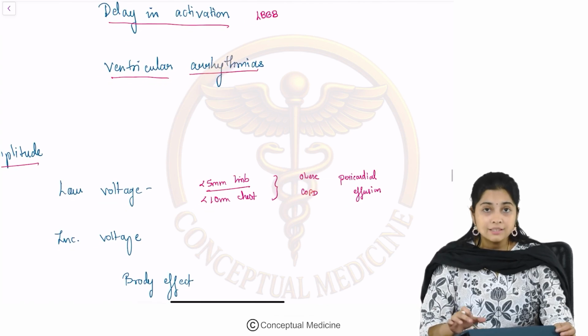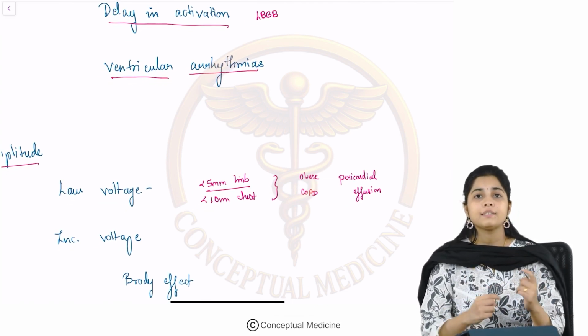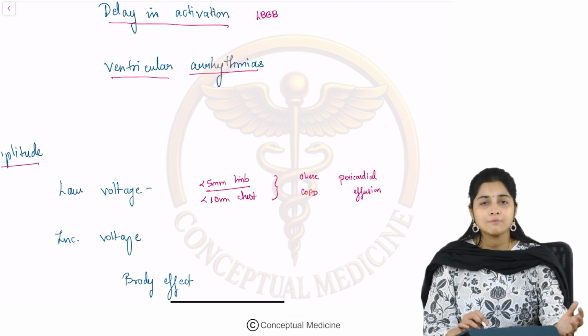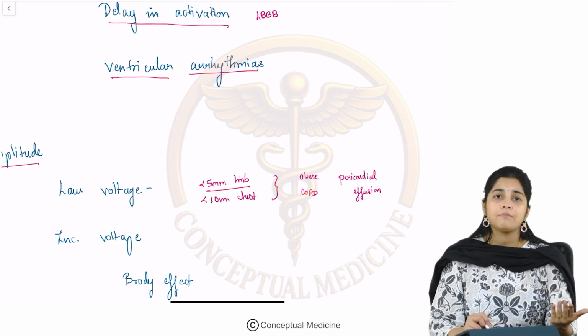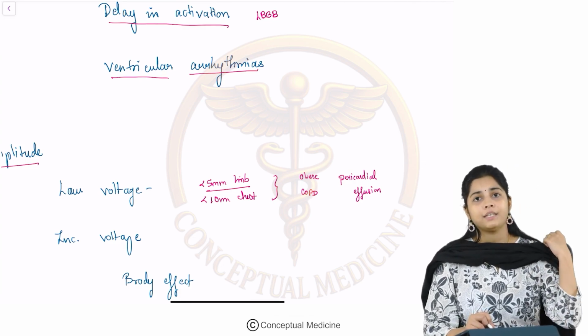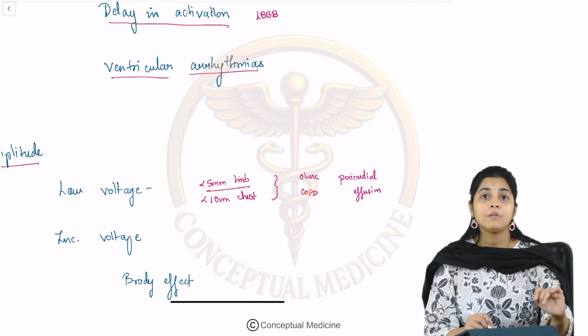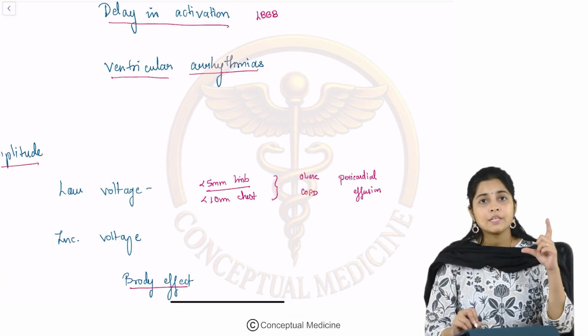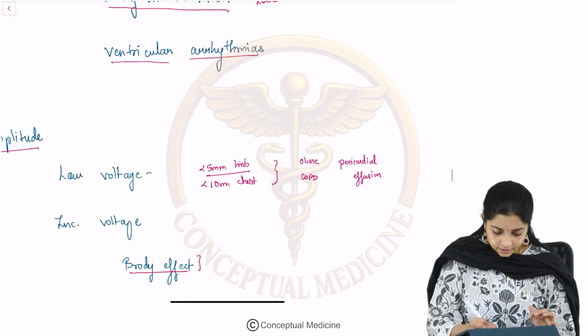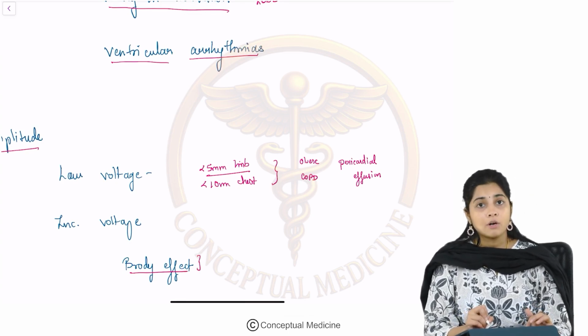Now, increased voltage. When do you have an increased amplitude of the QRS complex? That means the electrical activity is getting conducted well. When do you get increased electrical conductance? When there is enough blood in the ventricle, right? So, when there is enough blood in the ventricle, the QRS complex voltage becomes higher, and this is what we call the Brody effect.